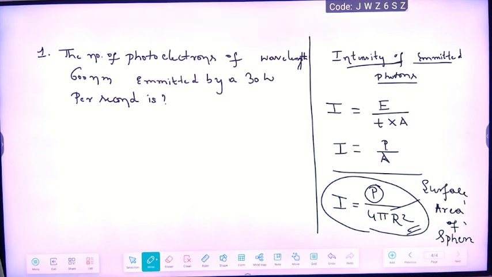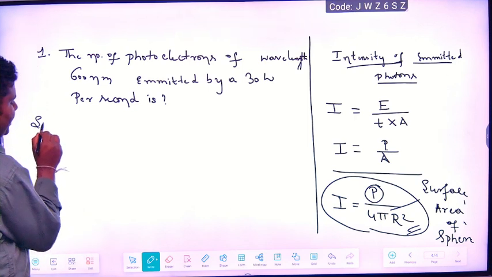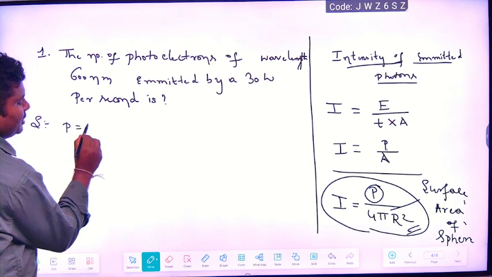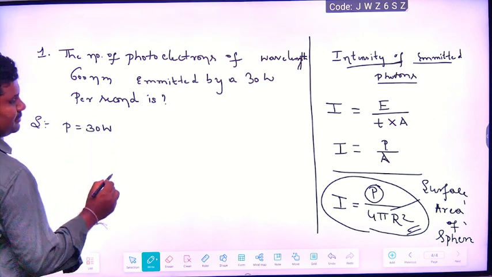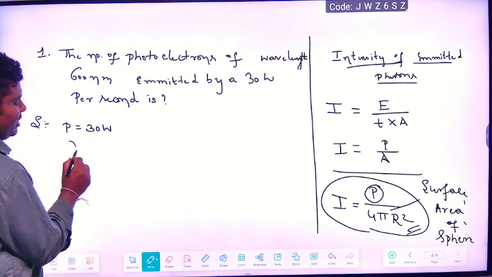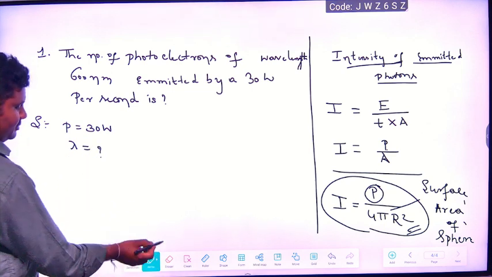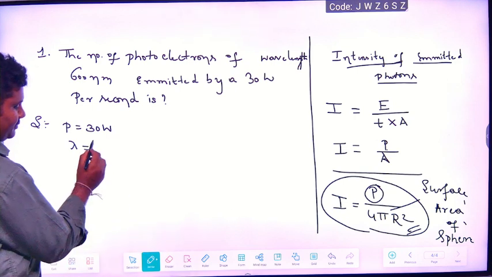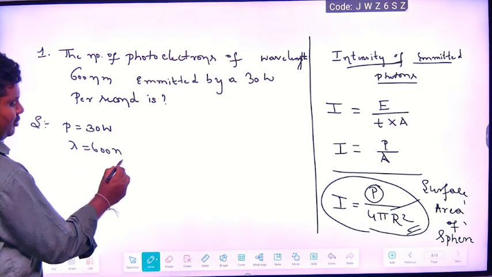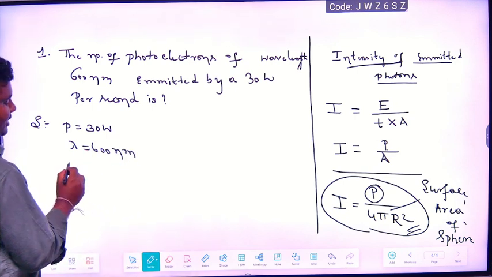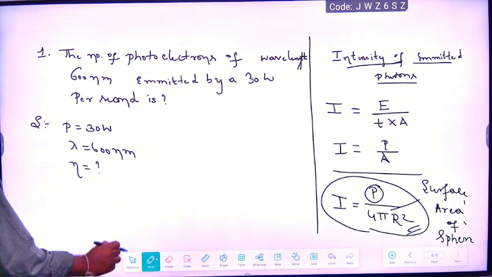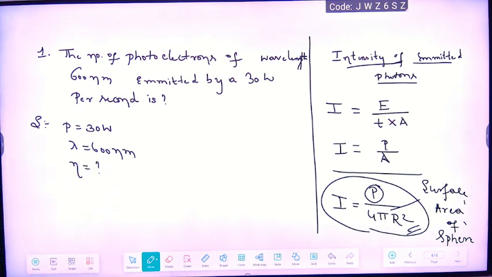Do it. So the solution: the power they have given is how much? 30 watt. They are asking about wavelength lambda; sorry, wavelength lambda they have given as 600 nanometer. They are asking the number of photoelectrons n. Simple. You should do it. What is the answer? Do it fast. Two minutes time I'll give.